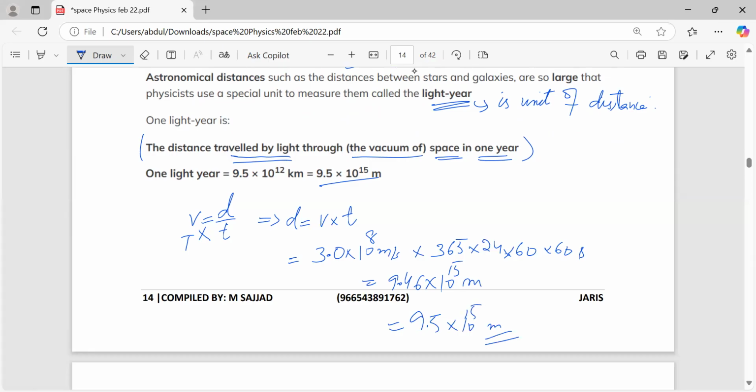Please, my dear friends, if there is any query or question, feel free. You people can ask me now regarding this calculation of light year.